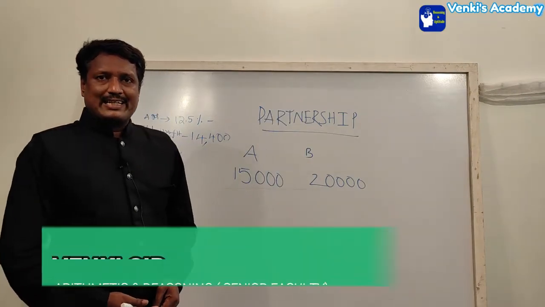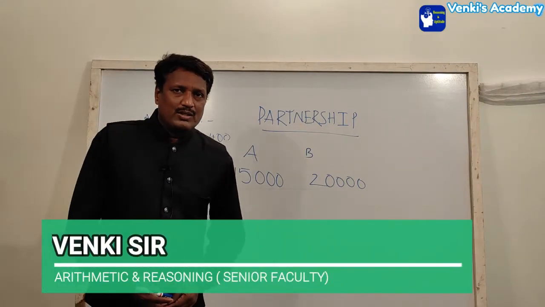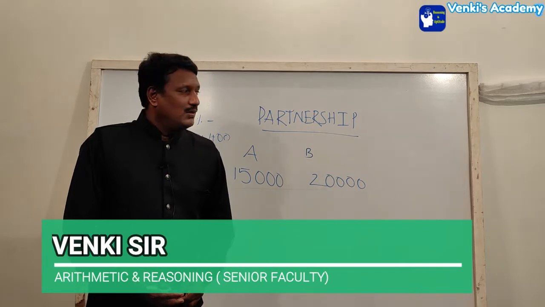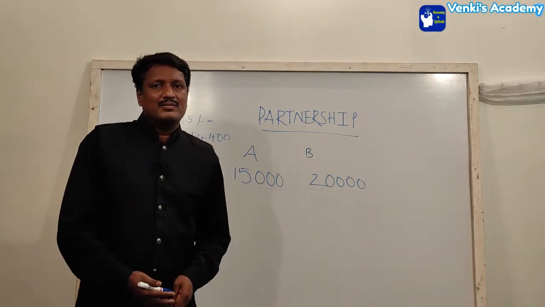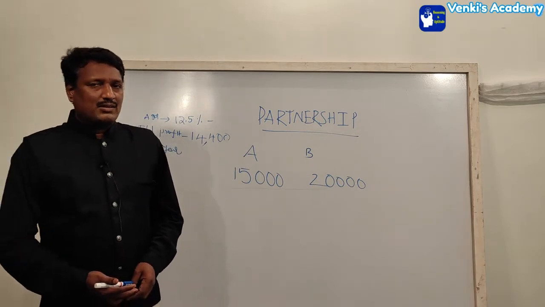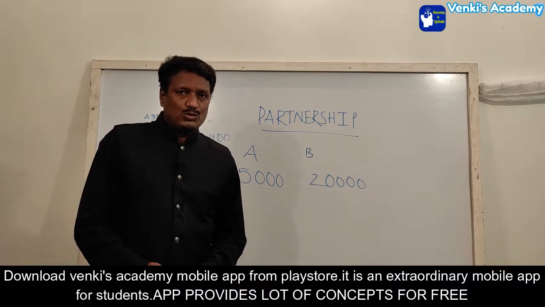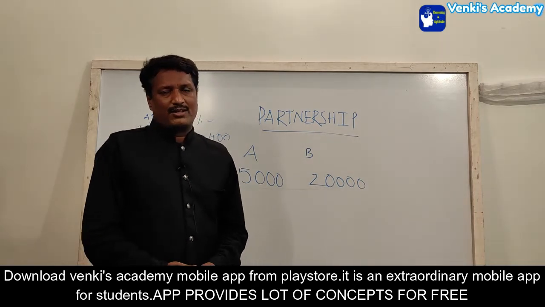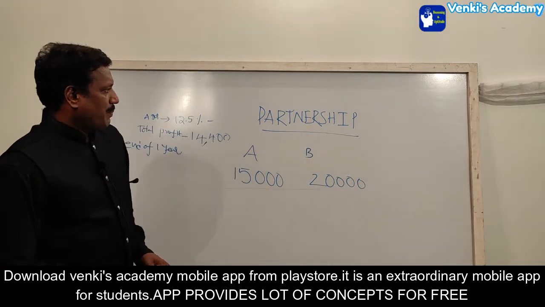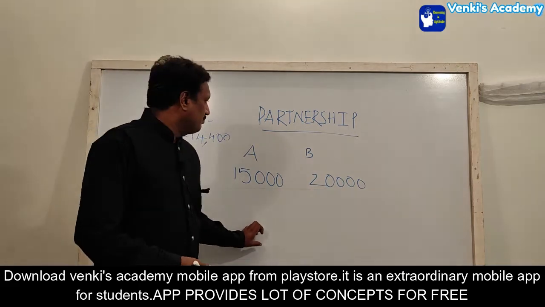Yes, welcome to Venki's Academy. Today we are going to discuss the partnership part in arithmetic. For the past few years, they have been asking a minimum of 2 to 3 marks from this in competitive exams, like banks, SSC or railways. So next, a model in partnership.